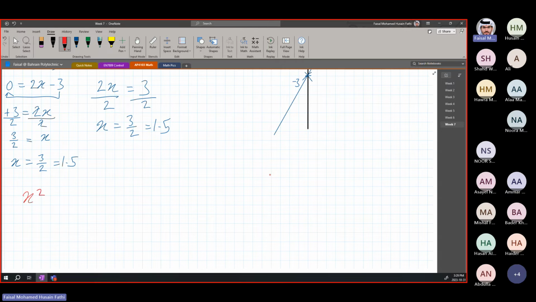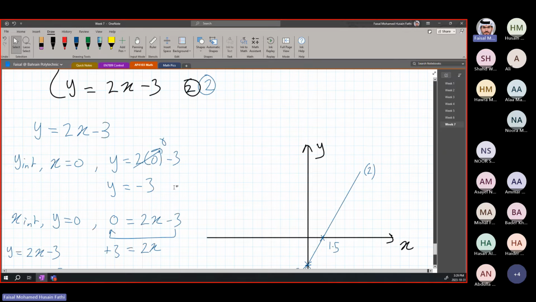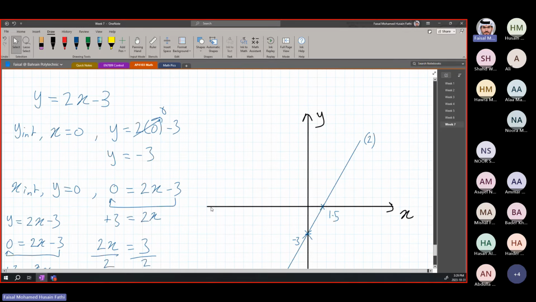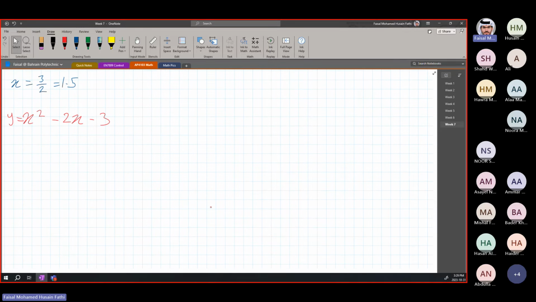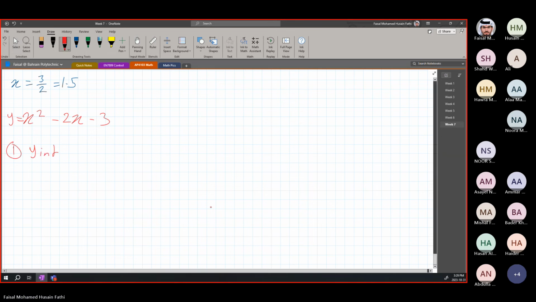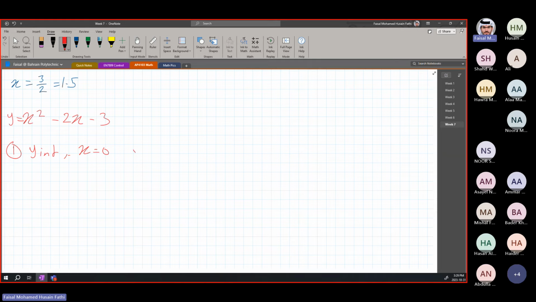y equals x squared minus 2x minus 3. This is what we just covered, the concept in week 6. What was the concept? We have to do 4 steps. First step, y-intercept, meaning when x equals 0. When x equals 0, y is equal to 0 squared minus 2 times 0 minus 3. This goes to 0, this becomes 0. So y is just equal to minus 3. We found our y-intercept.